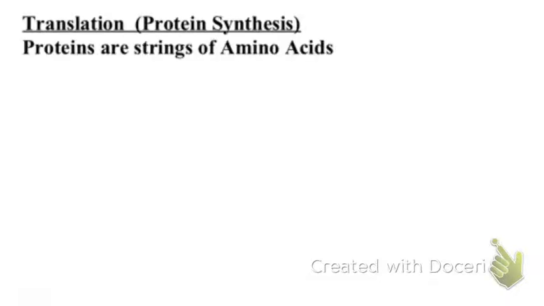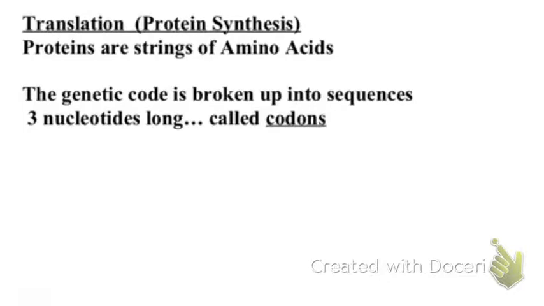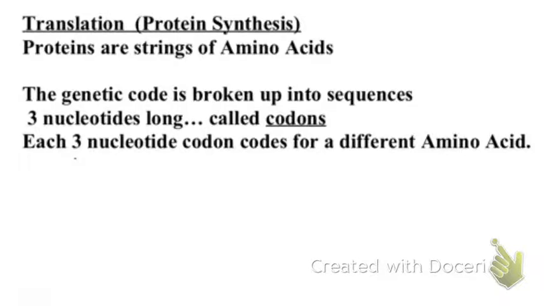So translation, where we convert RNA to proteins, looks like this. Proteins are just strings of amino acids. The genetic code is broken up into sequences 3 nucleotides long called codons. Each 3 nucleotide codon codes for a different amino acid. So AGT, GGG, and you'd have a long string of DNA and then RNA that looks like this. This is a strand of DNA because it has thymine in it. That would get transcribed to RNA and then translated to amino acids.